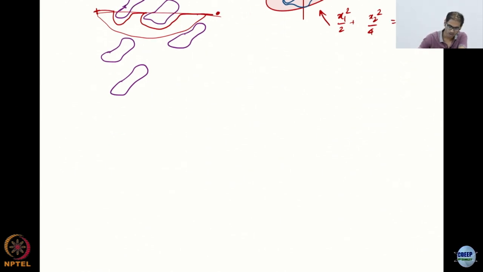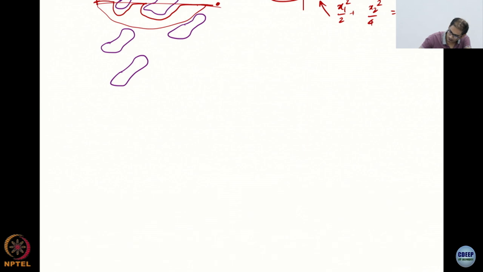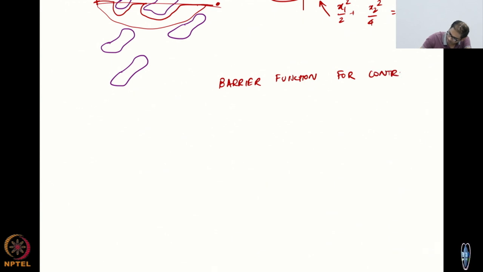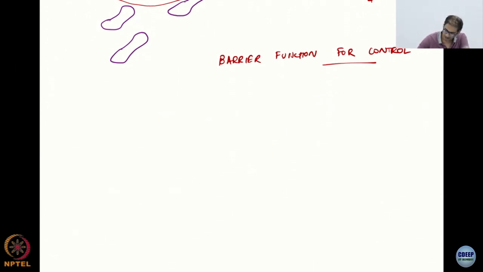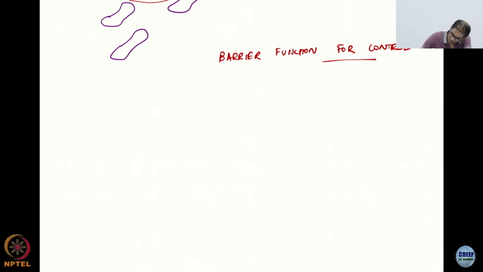So this is what motivates the notion of barrier function for control. This is what we want to look at, and there is a little bit of theory we'll cover. Let me try to motivate it. Initially, if you look at this dynamical system, this is just a dynamical system. There is no control yet. As of now, no control.